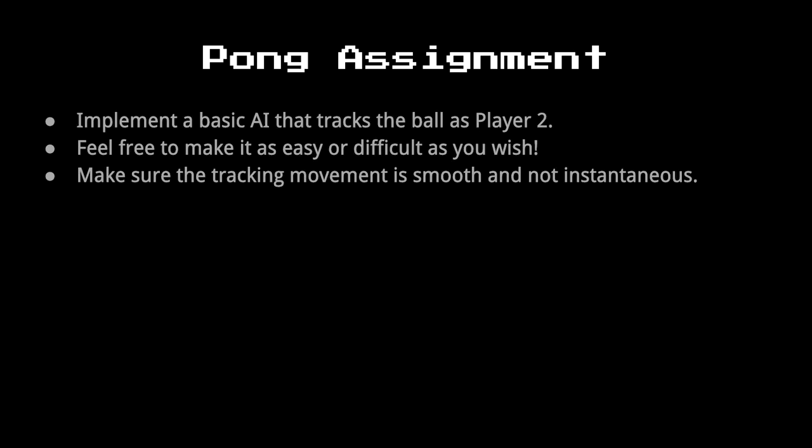You could sufficiently make it impossible to win, but maybe making it possible to win, however means you want to accomplish that, will make it a little bit more fun. But the only thing to really actually satisfy the criteria for this assignment is to just make it track the ball. Now, we want to make sure too that the tracking is smooth, that it's not instantaneous, because that would be unlike the actual game. So you might want to potentially think about looking at something like velocity to accomplish that.